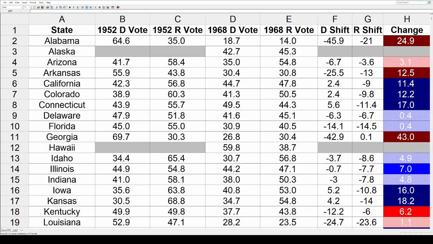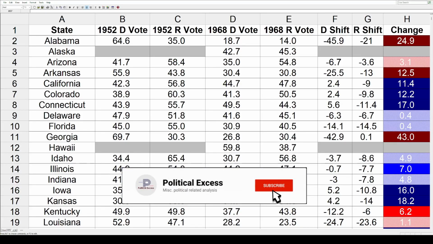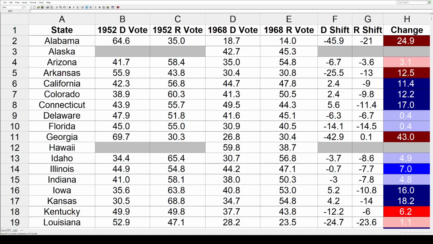Hey everybody, today we've got another presidential political shift. This one was suggested to me in the comments a while back. I finally got around to it. Today we're looking at 1952 to 1968. So as always, if you just want to skip ahead to the map, there will be a link down below.